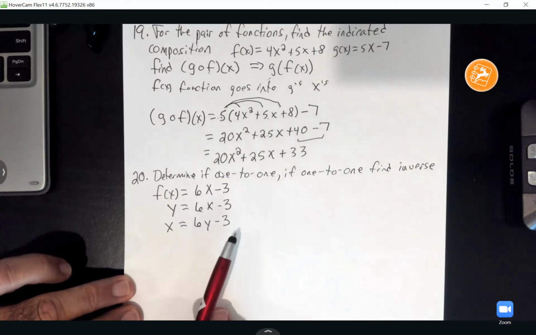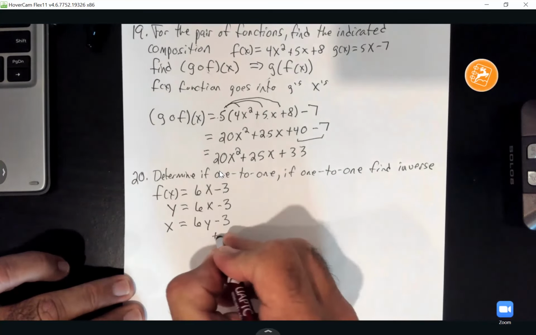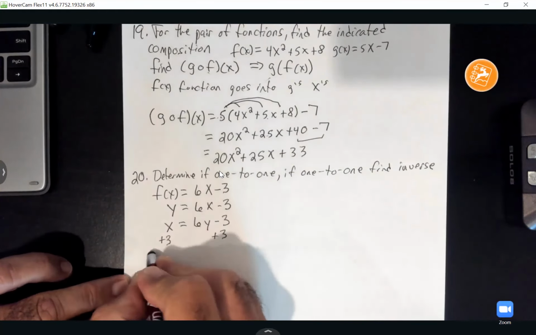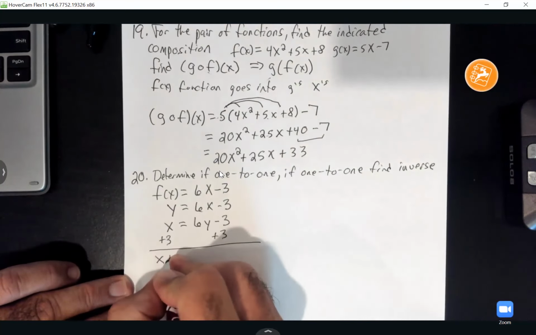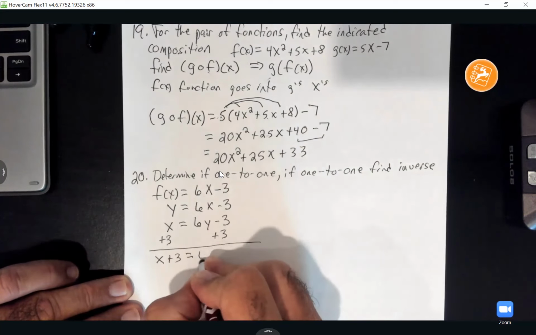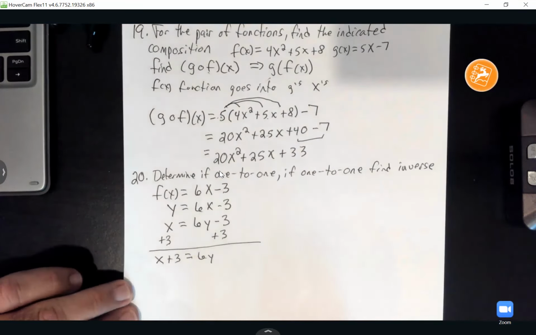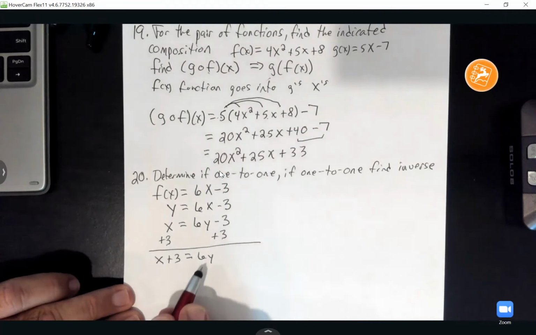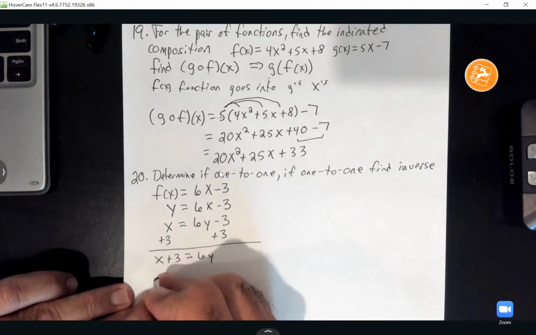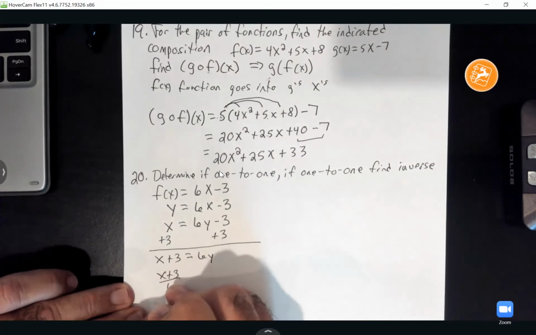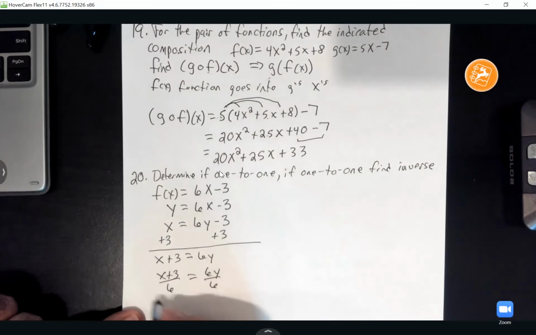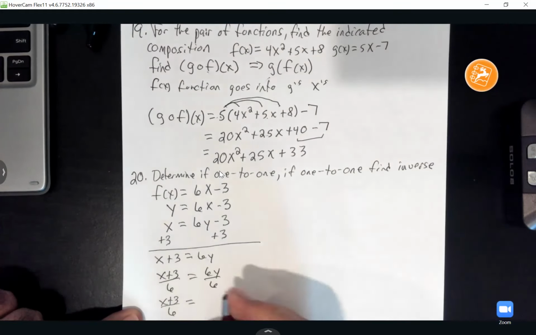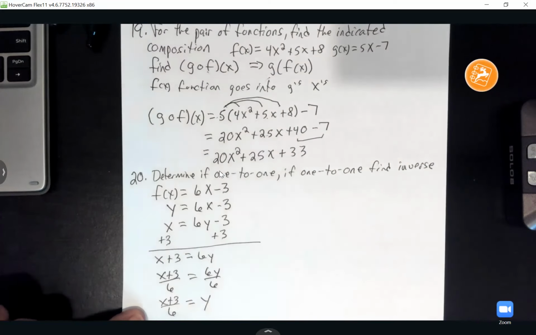So to get to 6y by itself, we're going to add 3 to both sides. So look what that gives me. X plus 3, they're not like terms. So I'm just going to keep that at x plus 3. That's going to equal my 6y. And then them 3's cancel on that side. And then our last step, divide both sides by that 6. We cannot do anything to the left side, so that's going to stay at x plus 3 over 6. That's going to equal, those 6's cancel, giving me a y.